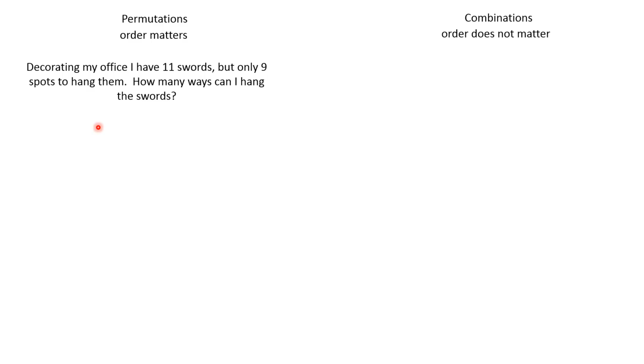Anyway, I had a house built, moved into it, and I got to decorate my office downstairs. And so naturally, I decorated with swords. What else would I decorate with? Anyway, I had 11 swords that were hang-worthy, but I only had 9 spots to put them. This is a problem. But how many ways could I have hung the swords?